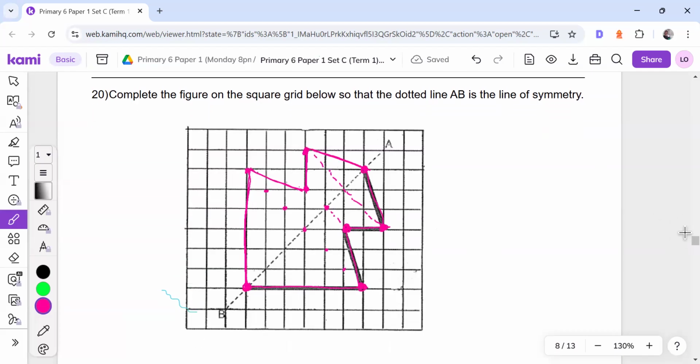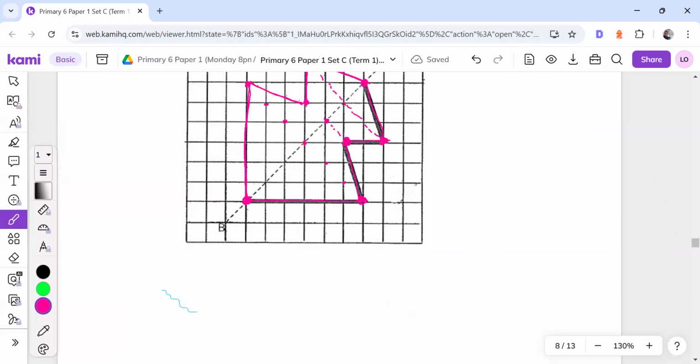Okay, that's how you draw the other symmetric half. Okay, let's go to question 21.